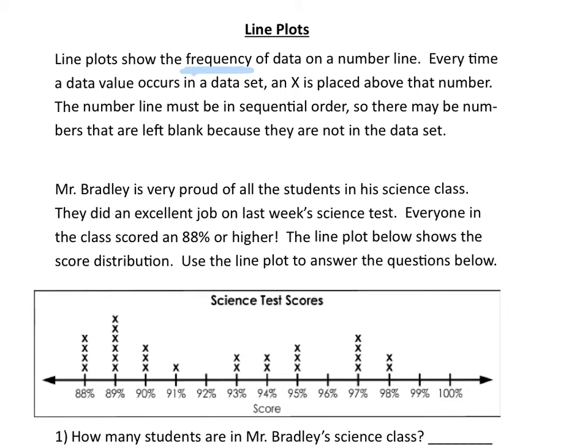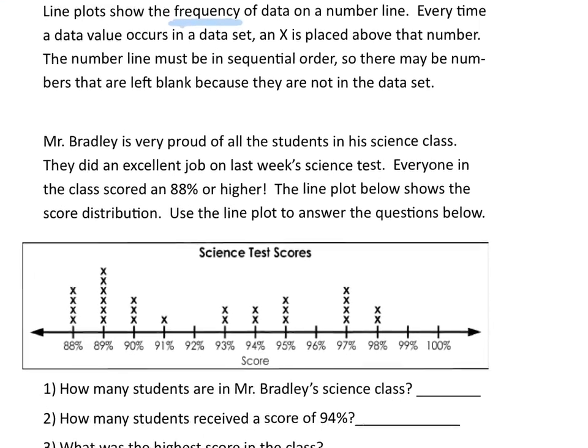There are gaps at 92%, 99%, and 100%, along with 96%, because nobody scored those scores. So he didn't leave them off the number line, he just didn't put any X's above them because nobody scored them.